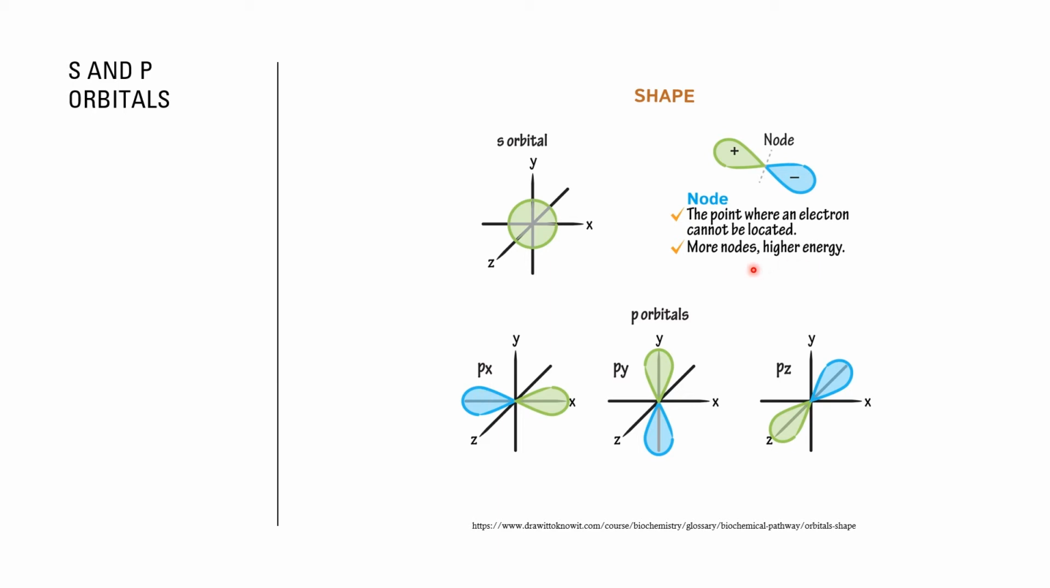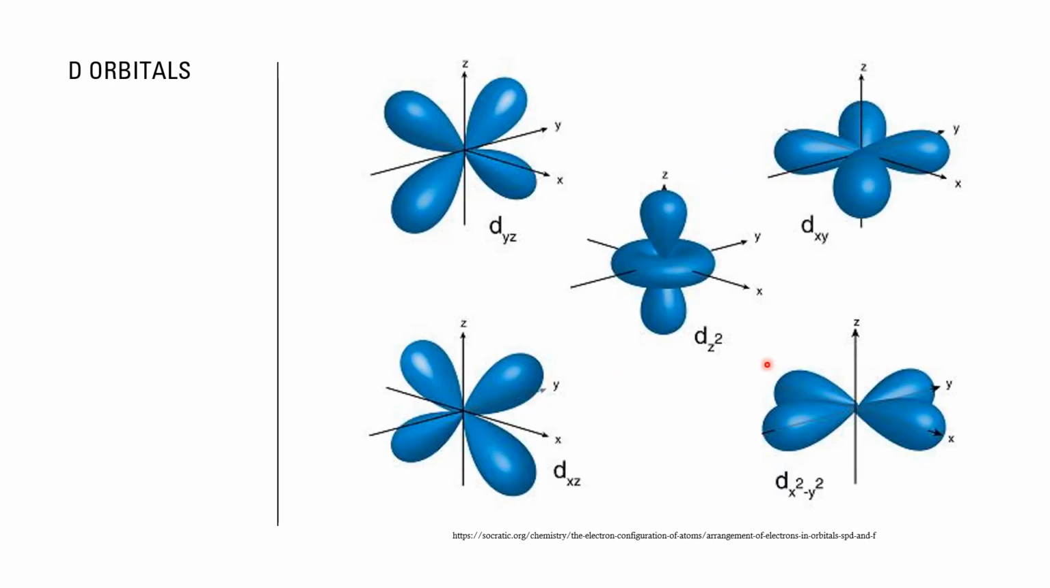I'll come back to this energy concept in a minute, but for this s orbital here, again, it holds 2 electrons. This px orbital runs in the x direction. It holds 2 electrons. The py orbital here runs perpendicular to the px orbital and can hold 2 electrons, and the pz orbital runs perpendicular to px and py and can hold 2 electrons.